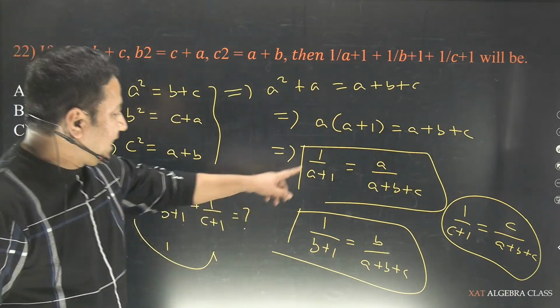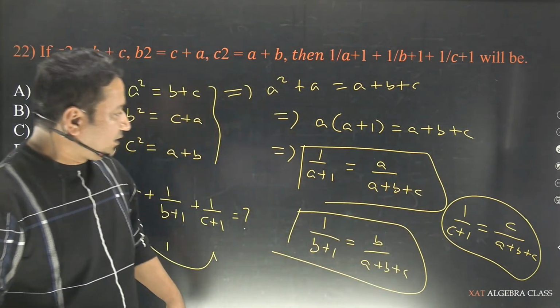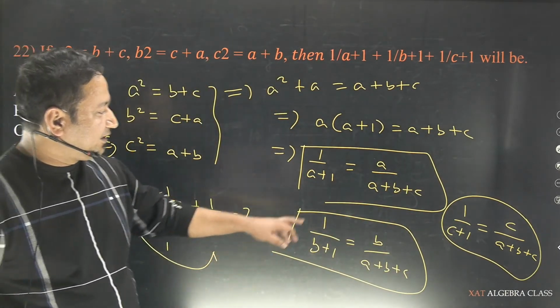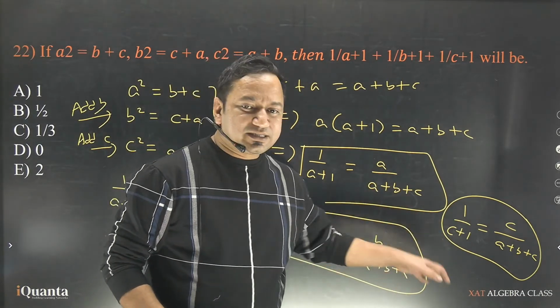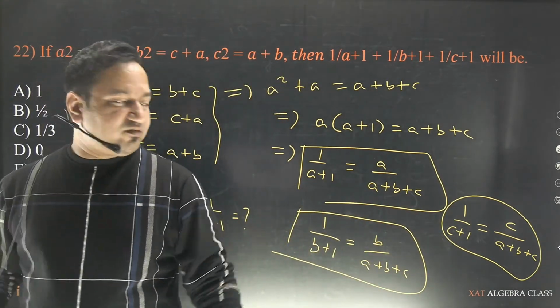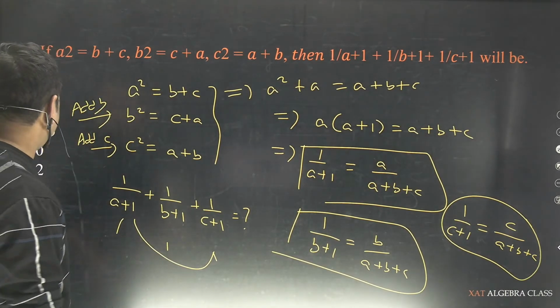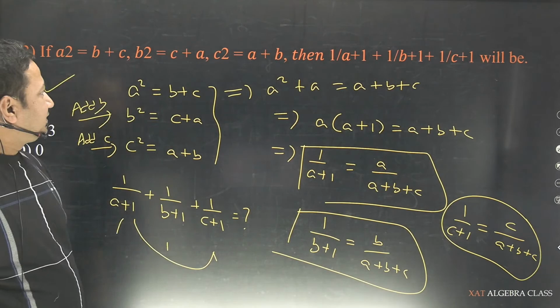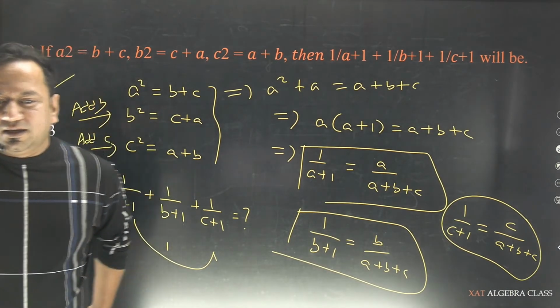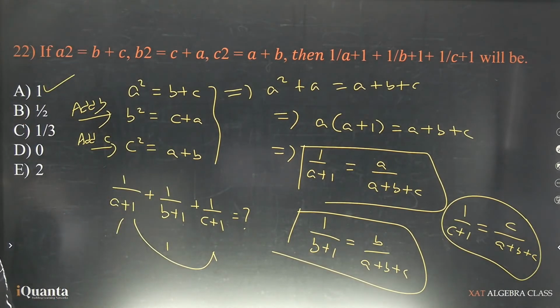We need to add these three guys. So on the right hand side, all the denominators are the same, a plus b plus c. No problem here. And in the numerator, we'll get the same thing. It will be cancelled, and I'll get 1 as the answer. Clear? Raghav, it's a cyclic expression, right?